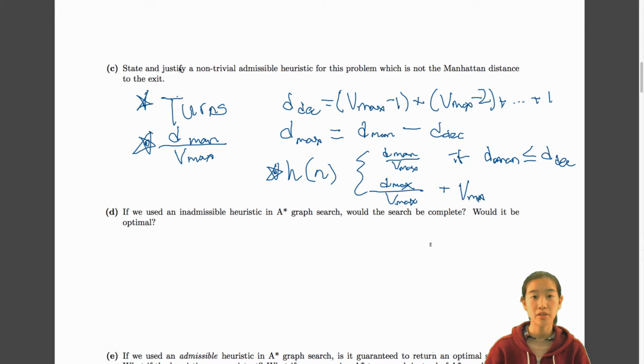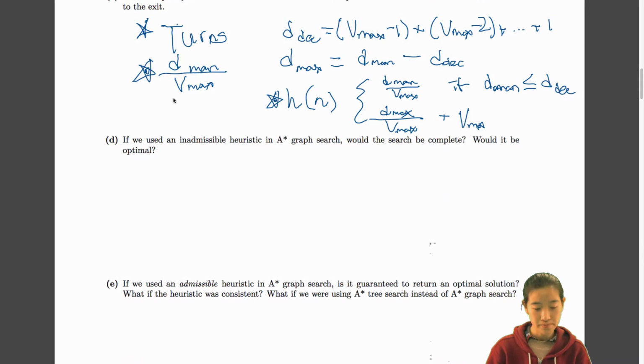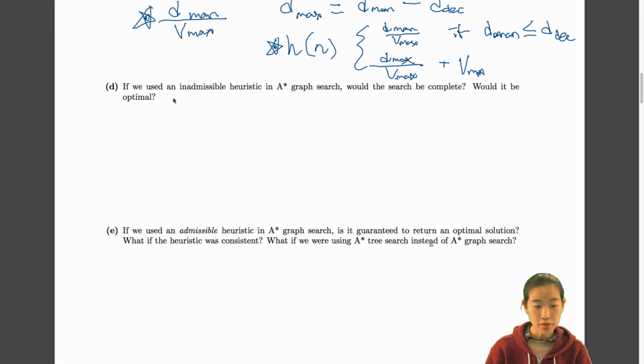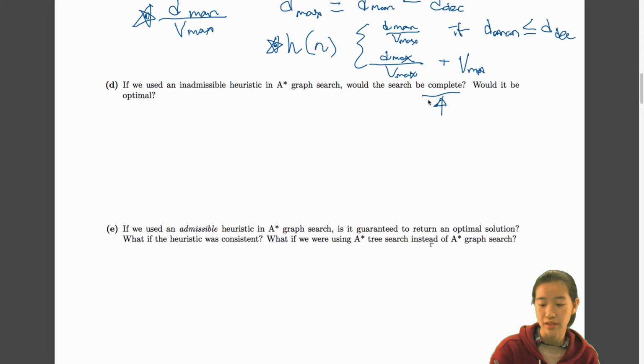Okay, now we're gonna go over some conceptual questions. Looking at part D, if we use an inadmissible heuristic in A-star graph search, would the search be complete? So we can think about that. If we had inadmissible and we're doing graph search, it will eventually hit all the nodes as long as the heuristic is not unbounded. So will it be complete? Yes, because it will eventually find a solution should it exist.